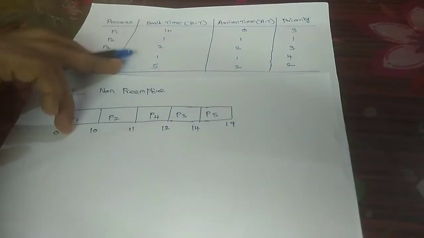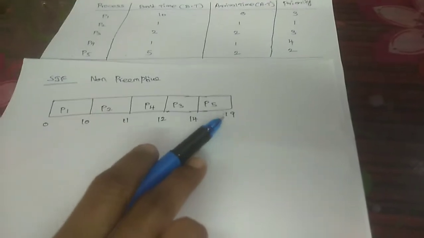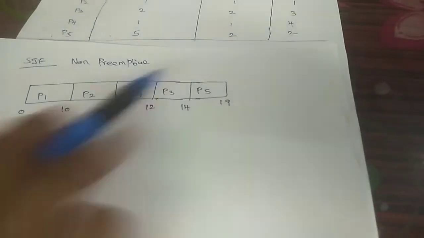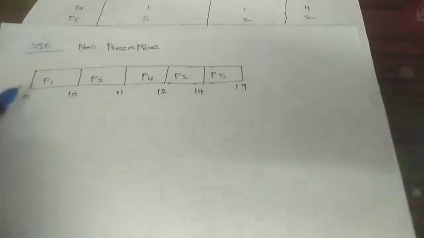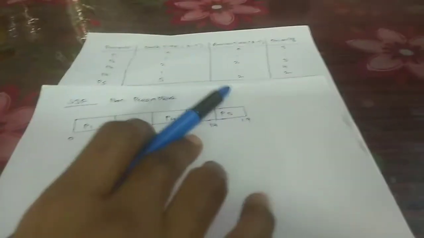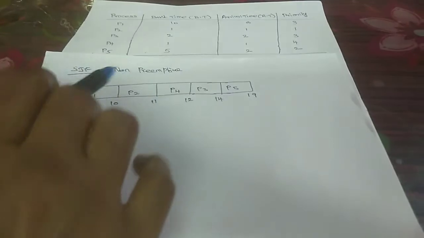For the same question, we will have the Gantt chart ending at 19, but the order of execution of the processes will be different. Either we can have FCFS or round robin or priority or SJF. The Gantt chart number, starting from 0 to 19, will be the same and the order of execution of the processes is varied. Okay, this is a shortcut for verifying your problem.